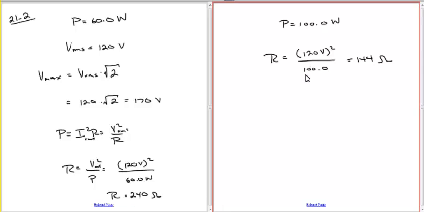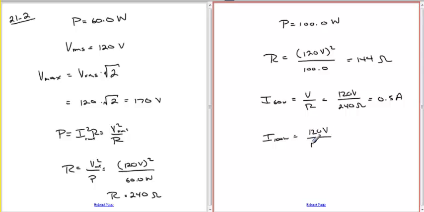So what happens is, even though the resistance is lower, let's compare the current for these two cases. For the 60-watt bulb, current is equal to voltage over resistance, so 120 volts divided by 240 ohms, which is 0.5 amps. For the 100-watt bulb, you get 120 volts divided by the resistance, 144 ohms. 120 divided by 144 is 0.833 amps. So you have a higher current in the 100-watt bulb.